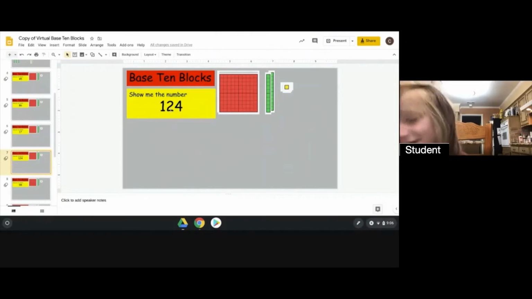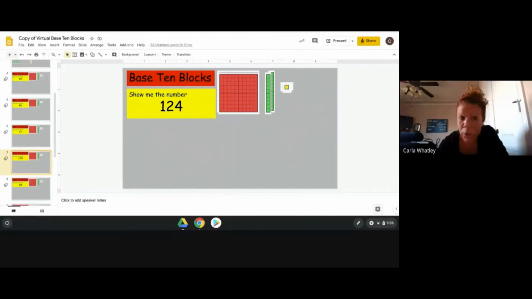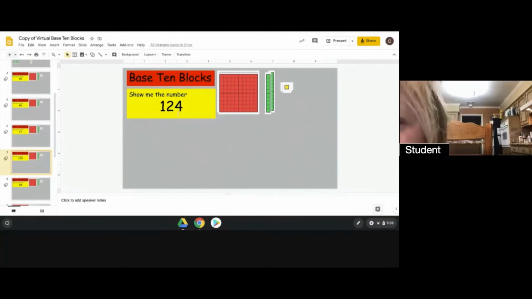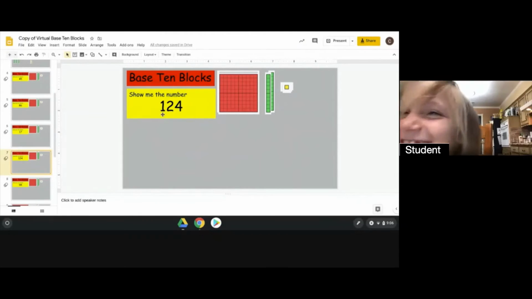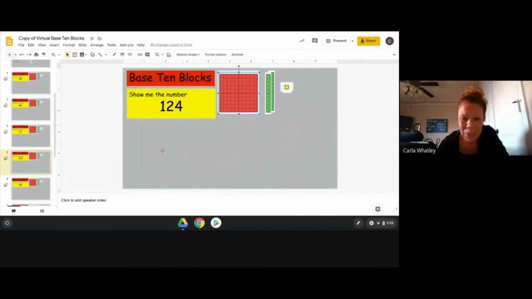124. Good job. Remember, you don't say the "and" in the middle. You just say 124. Very good. So what do we need first? 100. Yay. So we get to bring the 100 block down here.